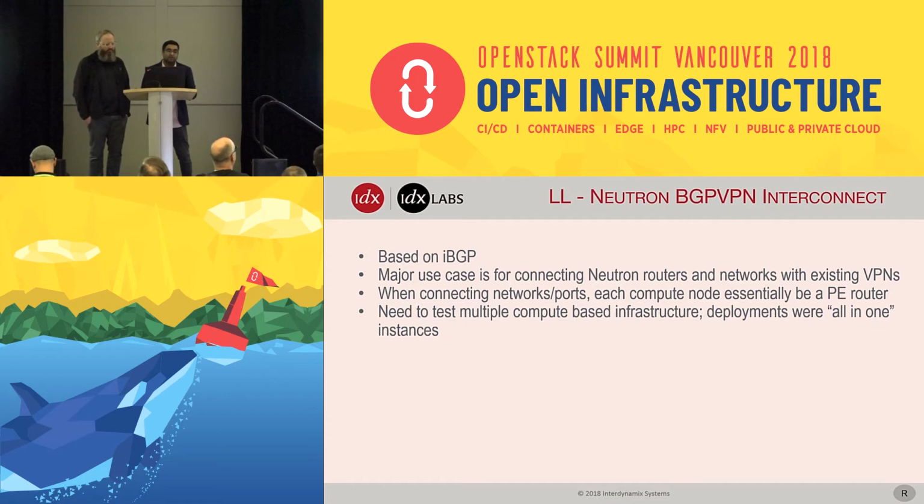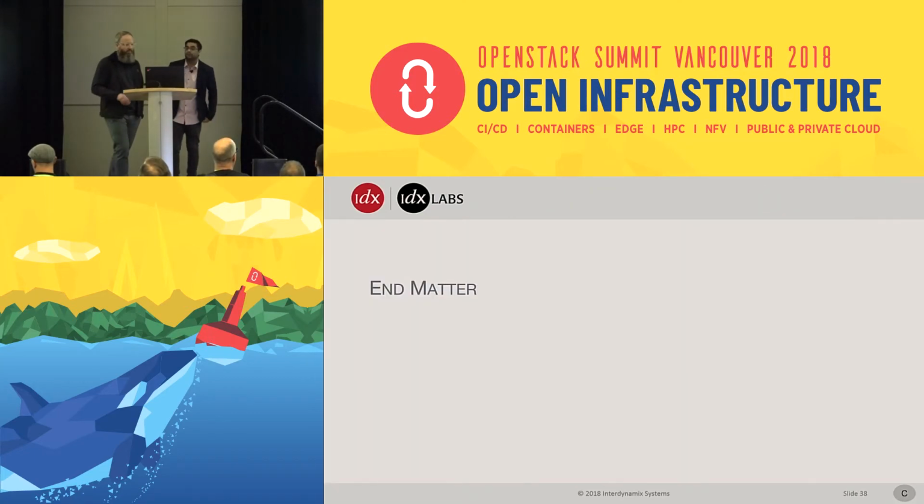There are other problems with this Neutron BGP VPN. It's not a problem, but some things like route distinguishers need to be defined at the operator end. They need to configure that, and then you have to configure route targets where you can import or export the routes to other OpenStack clouds which you want to talk to. So that was there.